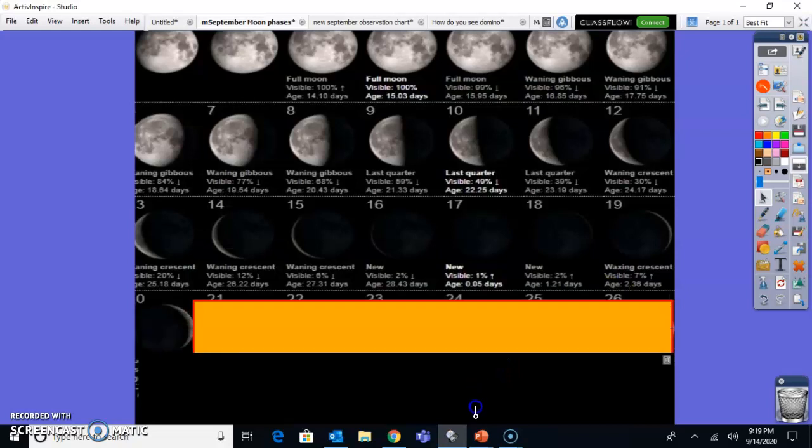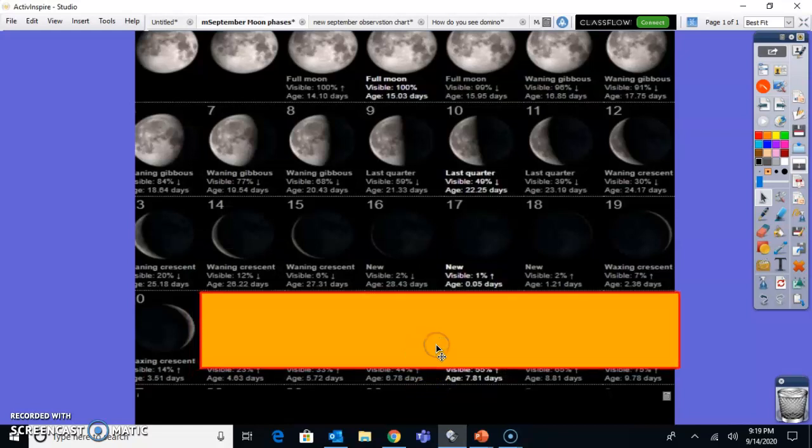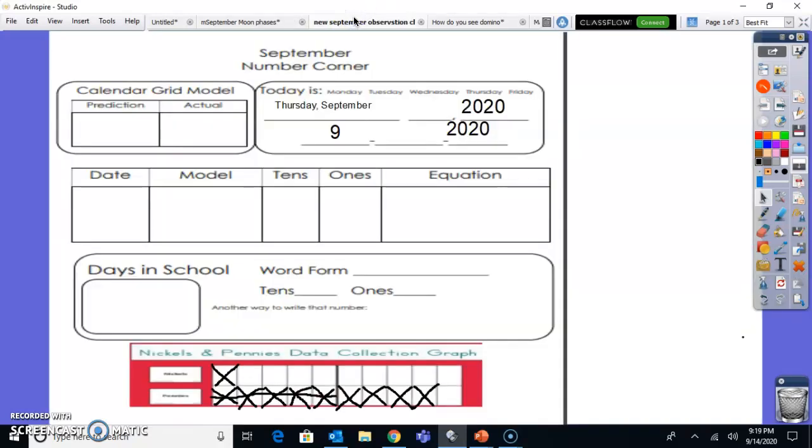So let's take a look at Sunday's. Sunday's is a little bit more of a waxing crescent. So waning before it's a new moon, waxing after a new moon. Okay, and we'll see about 14% of the moon, and that's about it. So let's look at our observation chart.